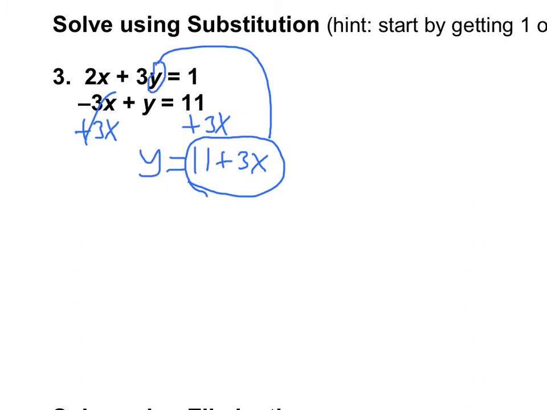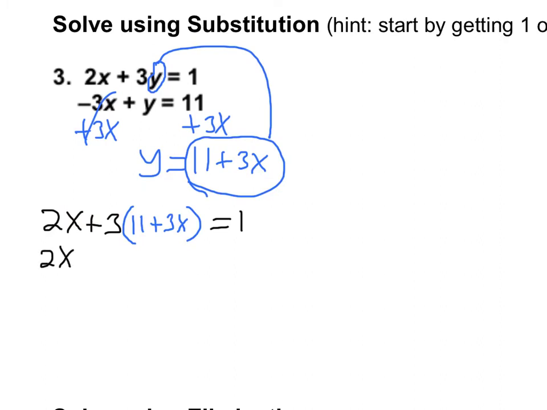So we'll write out that other equation, 2x plus 3, but instead of writing y, we're going to put in what y equals, 11 plus 3x. And then that still equals 1. So I've written out this top equation, but I put in 11 plus 3x for y. Now we need to go down here and actually multiply, distribute this out, add like terms, and solve it.